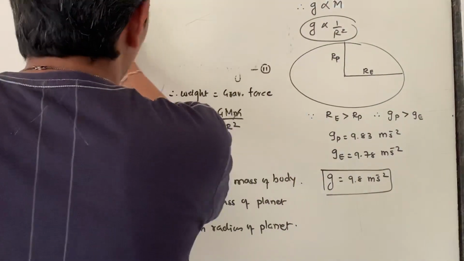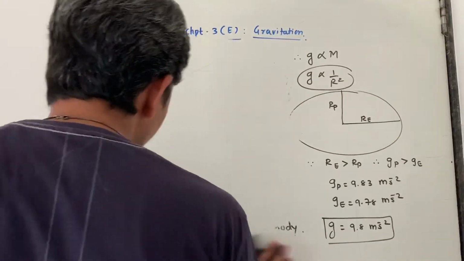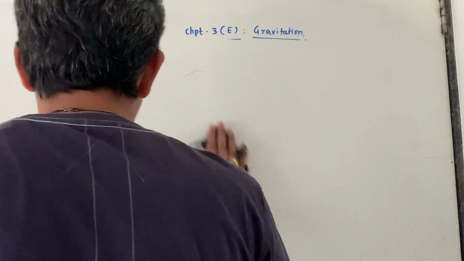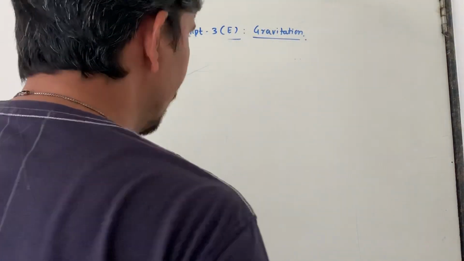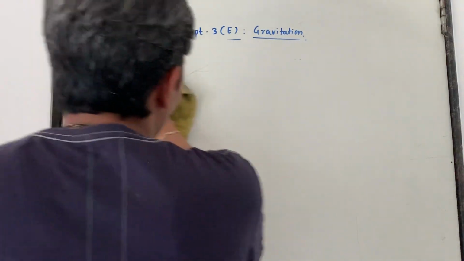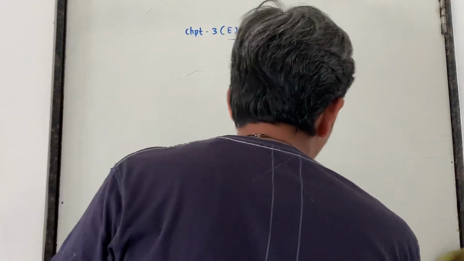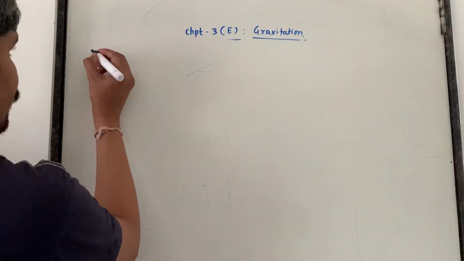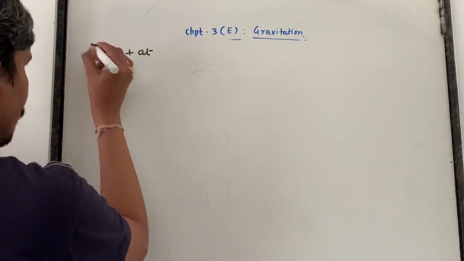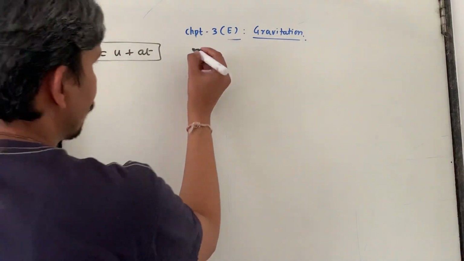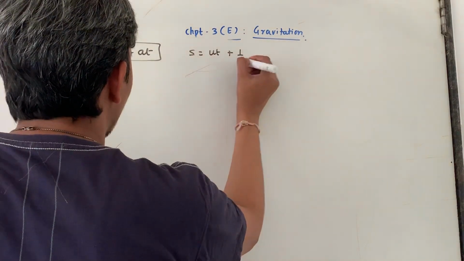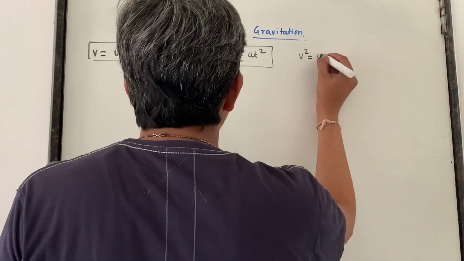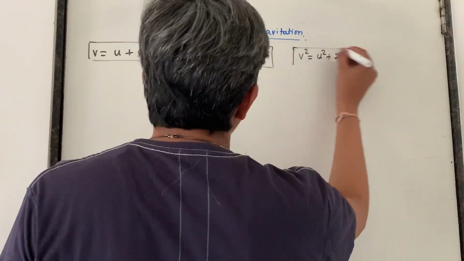Check. Next you have studied in the second chapter 3 kinematical equations. What are the 3 kinematical equations? The first equation was v is equal to u plus at. Second equation was s is equal to ut plus half at square. And the third equation was v square is equal to u square plus 2as. These are 3 different equations.